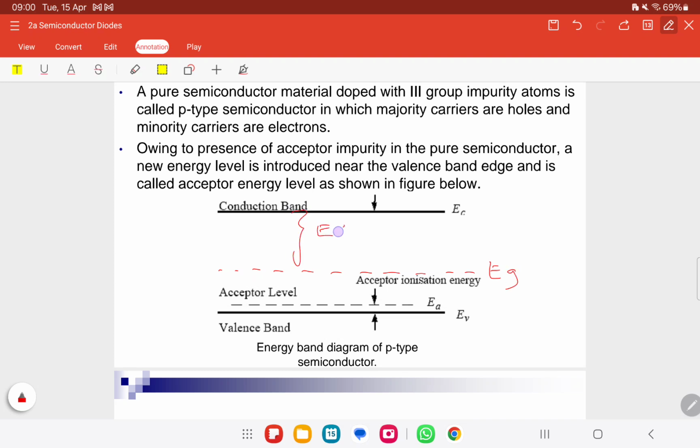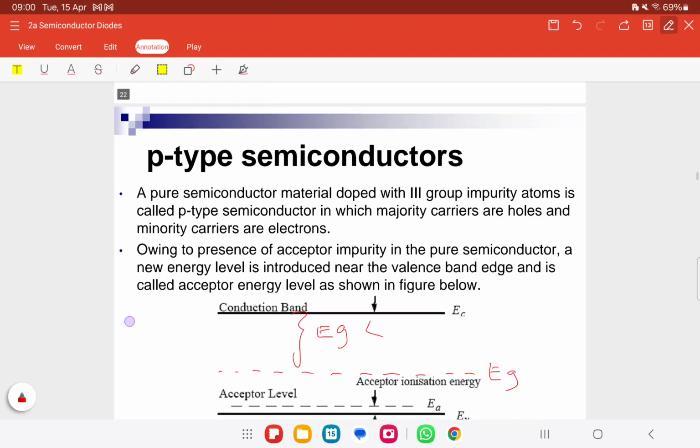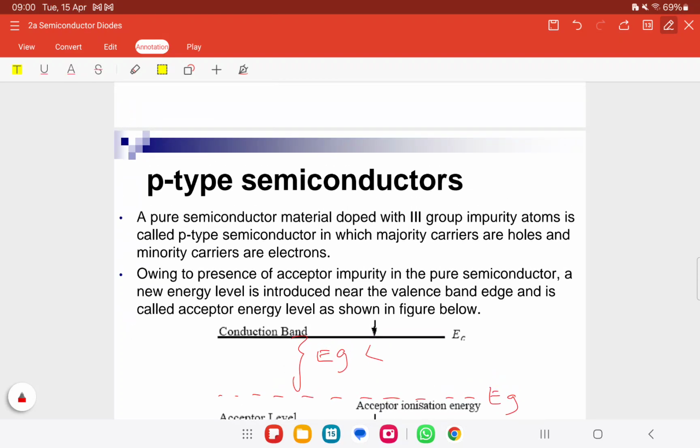So the EG will be reduced. It is either two ways. We decrease the level of the EC or we increase the level of the EV, depending on our objective. If we want to get the N type, kita turunkan the EC. If we want to get the P type, kita naikkan level of the EV.